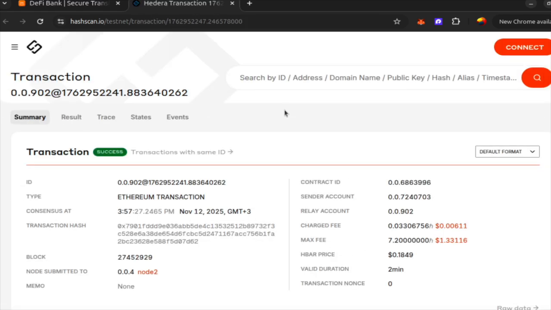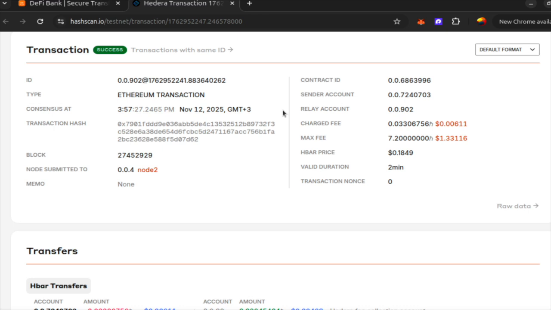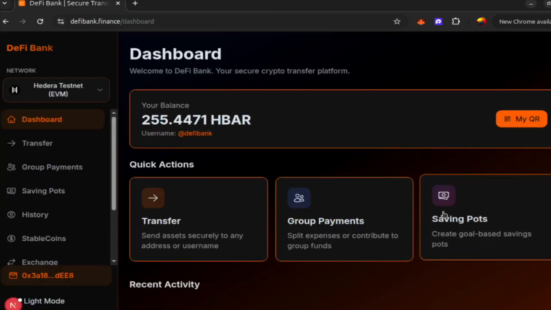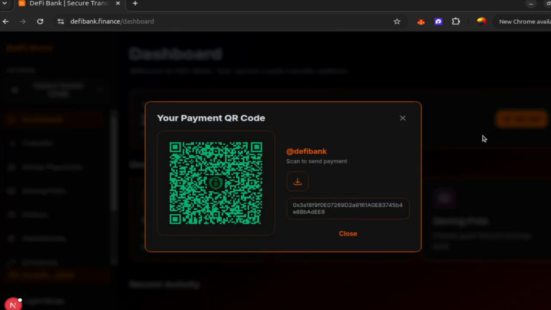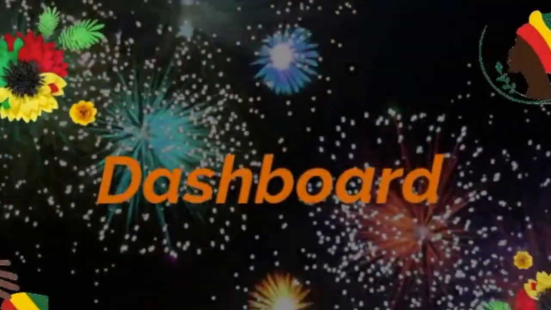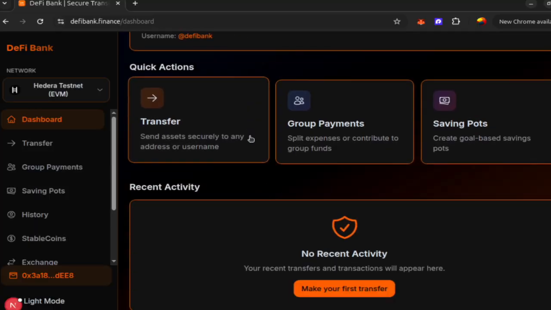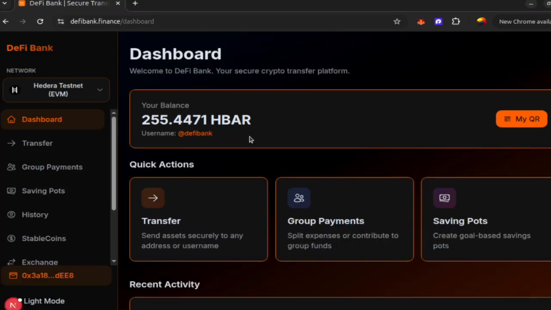Transaction successfully recorded on Hedera blockchain. QR codes that you can scan and send payment to. Dashboard, where you have access to all the features.